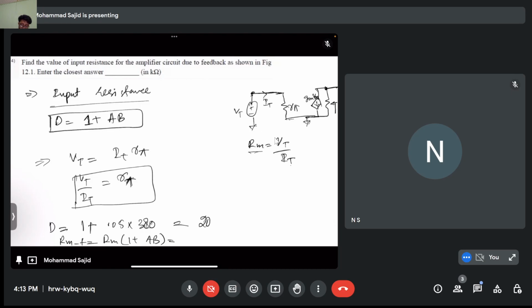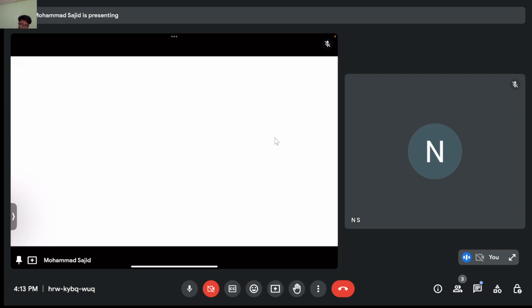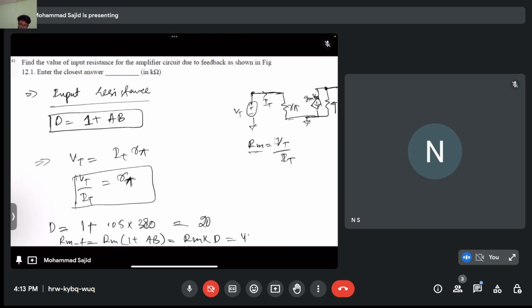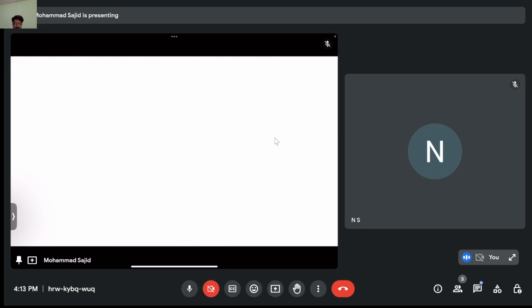R in times D. So your R in for the circuit, as we saw, was equal to R pi only. So your R pi we calculate as 4K into 20. So it is 20K. I will just go through these few questions quickly.